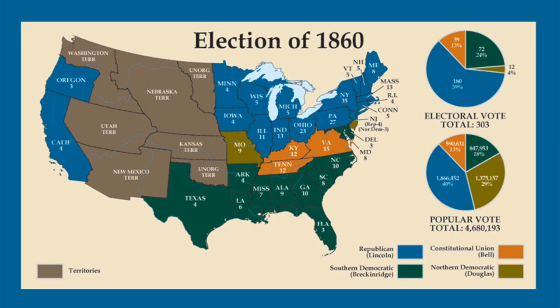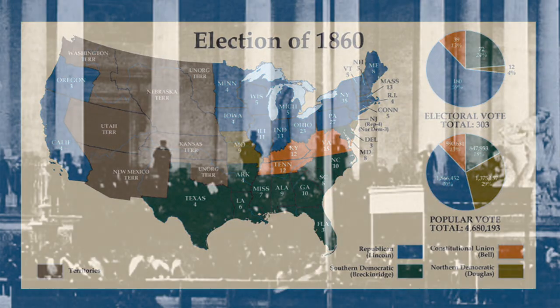Breckinridge, with 18% of the national vote, garnered 72 electoral votes, winning most of the states in the South, as well as Delaware and Maryland. Bell, who won 12.6% of the vote, secured 39 electoral votes by winning Kentucky, Tennessee, and Virginia. The results in the South are instructive in understanding the deep sectional divide. Lincoln did not win any votes in any state that would form the Confederacy, with the exception of Virginia, where he garnered only 1% of the total vote.